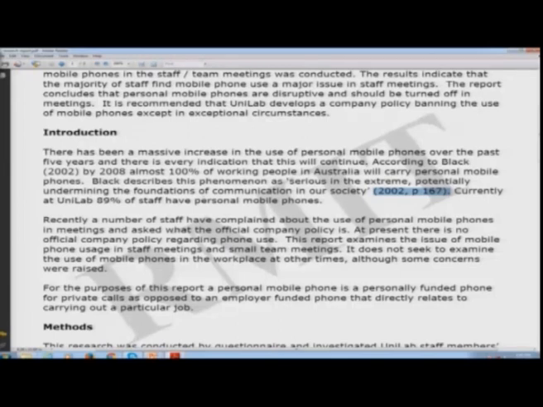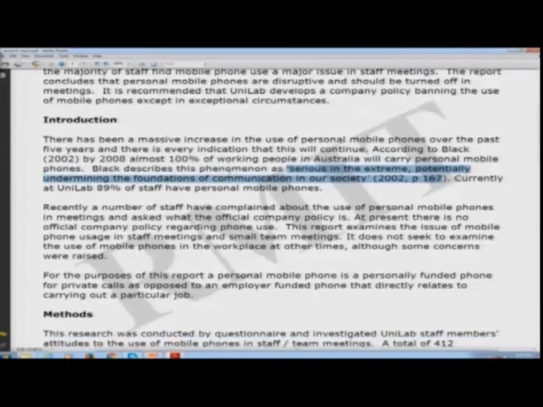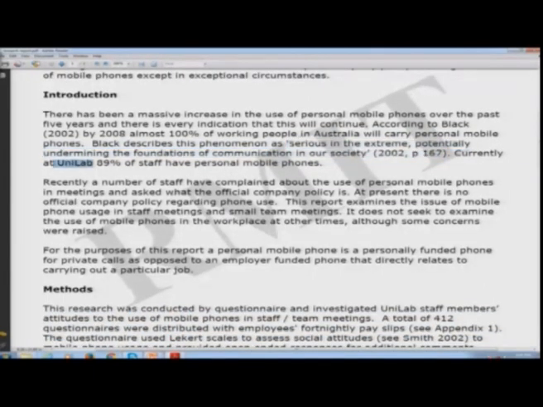So, here you can see the writer introduces the topic. The topic here is the use of personal mobile phones, specifically in Australia. Writer also refers to a study, Black 2002, which predicts that by 2008, almost 100% of people will have this. And this is going to be a very serious phenomenon. So, this introduces the topic, it also straight away comes to the issue. Then it comes to this organization Unilab, which is now the focus.